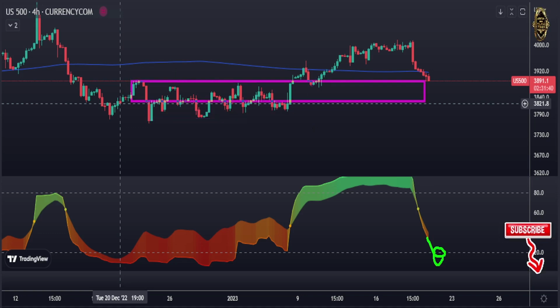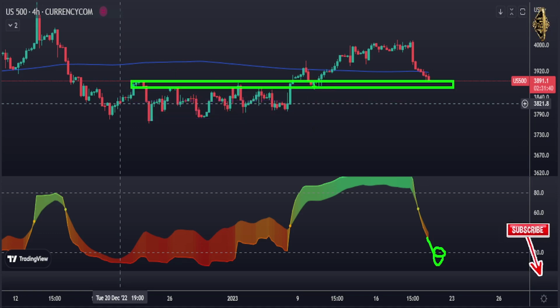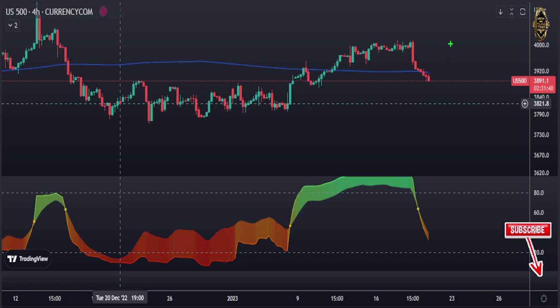Now we're also protecting ourselves here because over here we got a very strong supply and demand zone, and I'll show it to you even in the daily. Now try to protect yourself, lock some of the profit. You don't know what's going to happen. Maybe from here it's going to go back up. We don't know exactly what's going to happen.